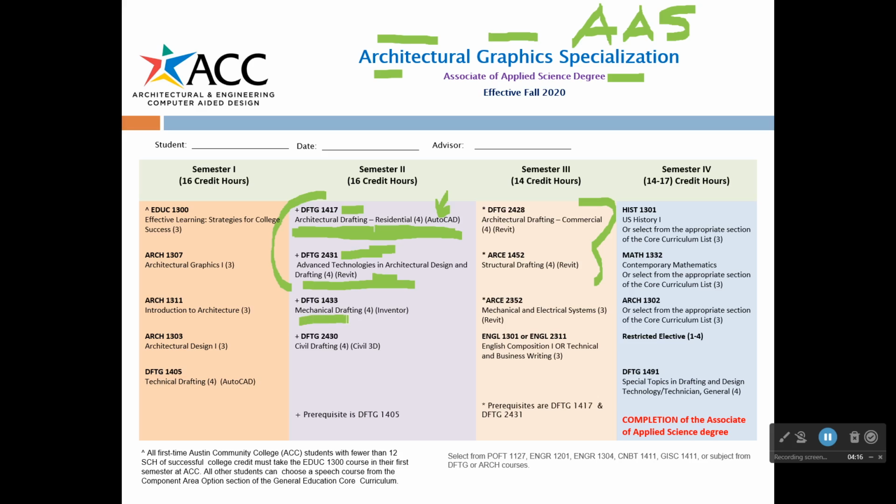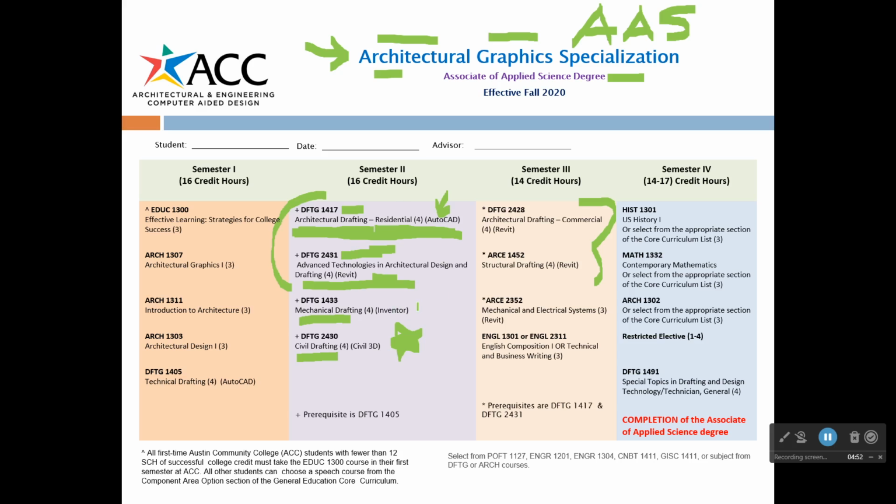Another class you can take next semester is 1433, which is mechanical drafting, and the other course you can take is 2430, which is civil drafting. I want to point out that 2430, civil drafting, is required for the Architectural Graphics Associate degree. It's also required on the Civil Associate degree and the Mechanical Associate degree, and it's one of the choices you have if you do the Electronic CAD degree.